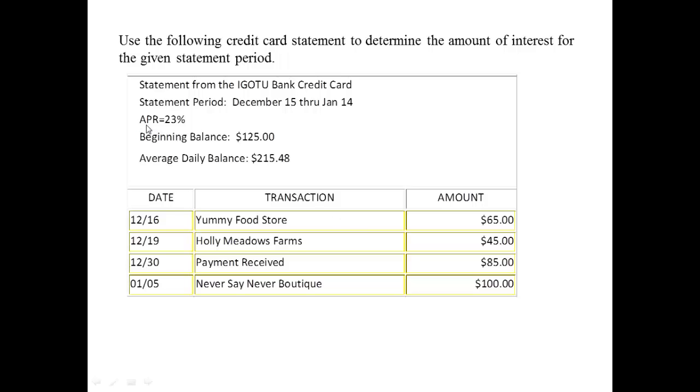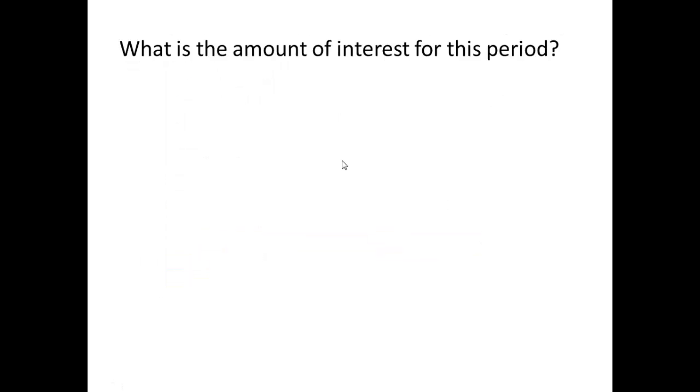As you can see, the annual percentage rate is 23%. The average daily balance is $215.48. We are given the statement period, which is December 15th through January 14th. What is the amount of interest for this period? We will use the formula I equals PRT, where I is the interest, P is the average daily balance.